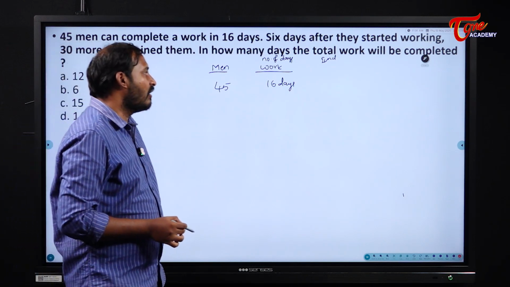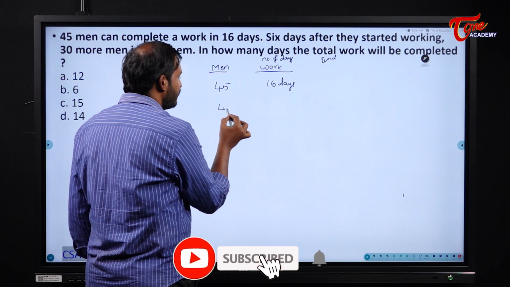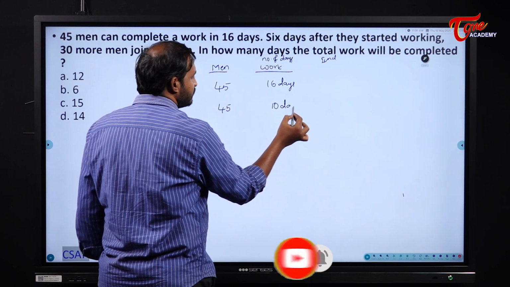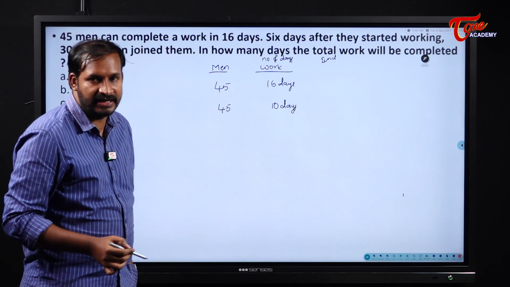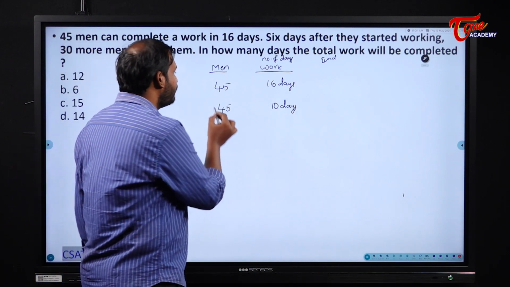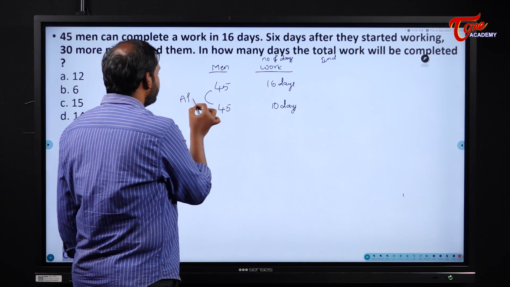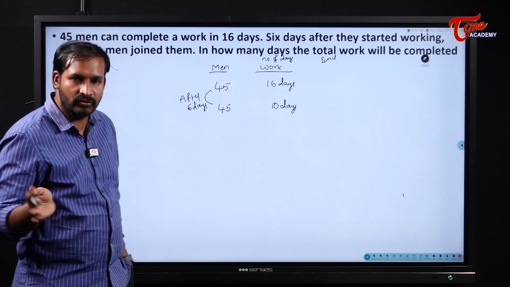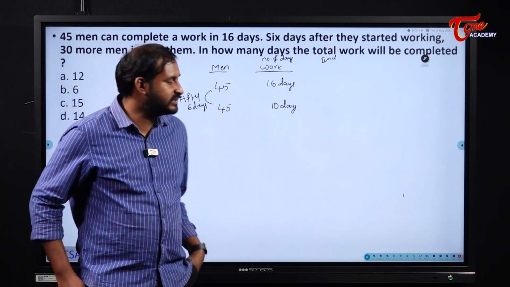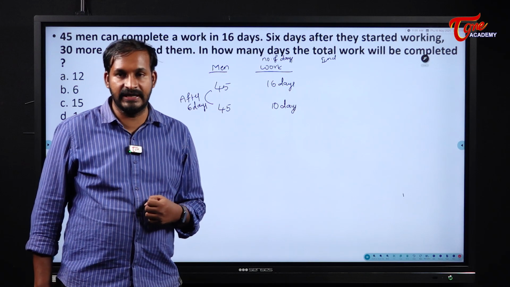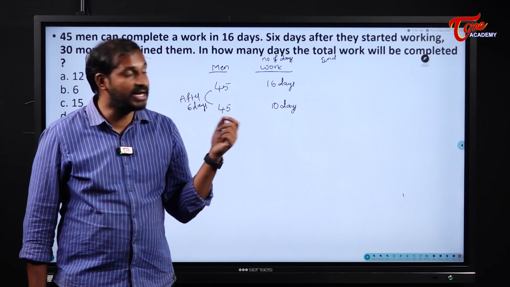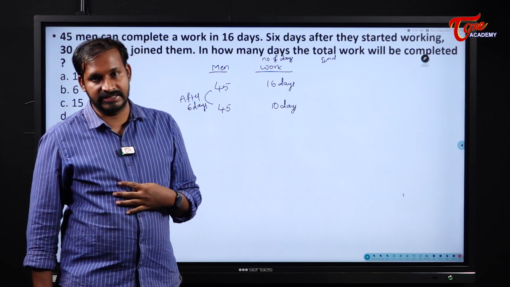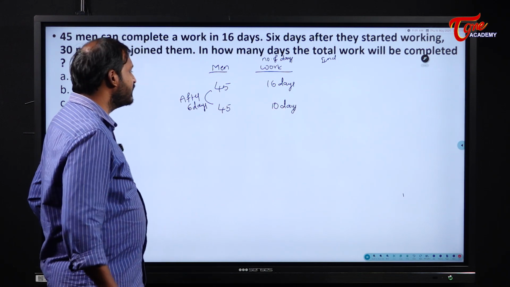Now, see here. For example, if the same 45 men are there, how many days of work are left? 10 more days of work. That is the actual condition after 6 days. If there is no change in the number of men, the same 45 men can finish the work in 10 days. But what is happening here?